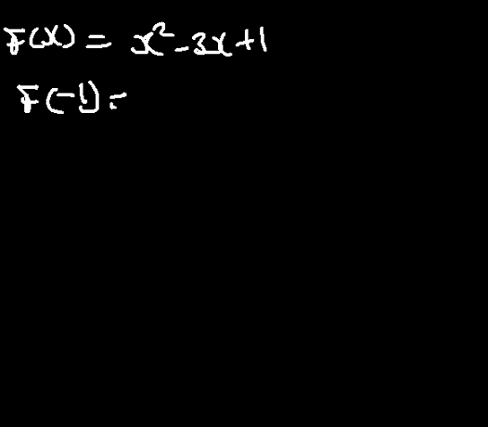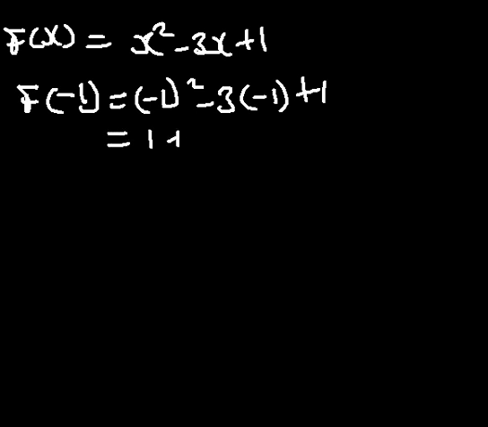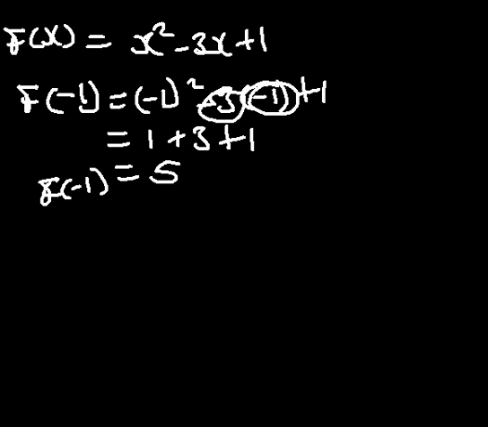Now the principle remains the same. Where there is x, I'm going to put negative 1. So we have negative 1 to the power 2 minus 3 times negative 1 plus 1. So now we have 1 plus 3 plus 1, as negative 3 times negative 1 is 3. So now we have 5. So whenever the input is negative 1, the output is 5.